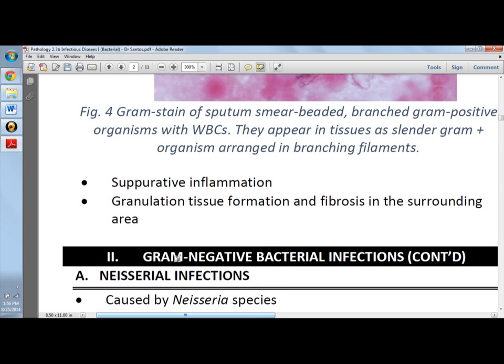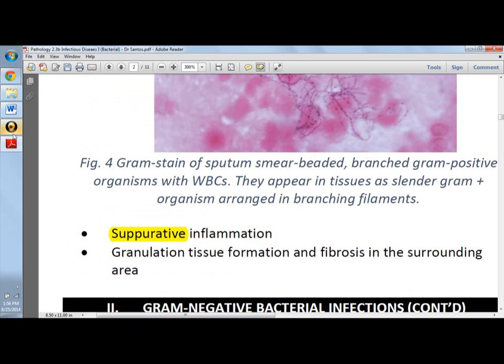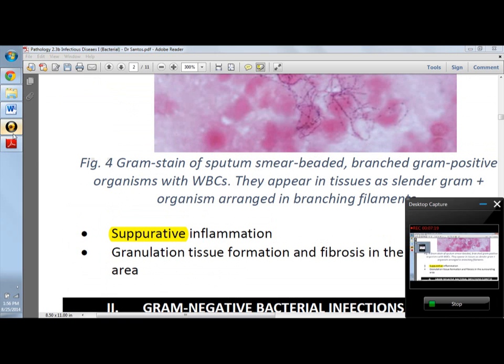And then they will present with suppurative inflammation, suppurative because they are aerobic. And then there are granulation tissue formation and fibrosis. That's all for gram-positive bacterial infections.